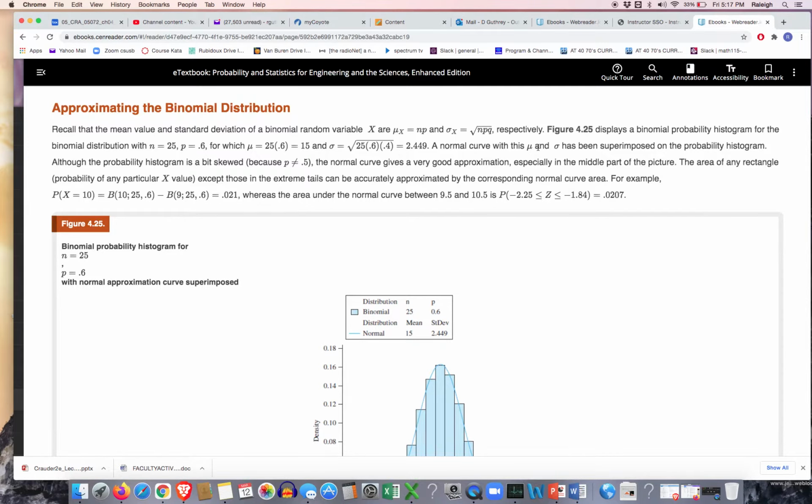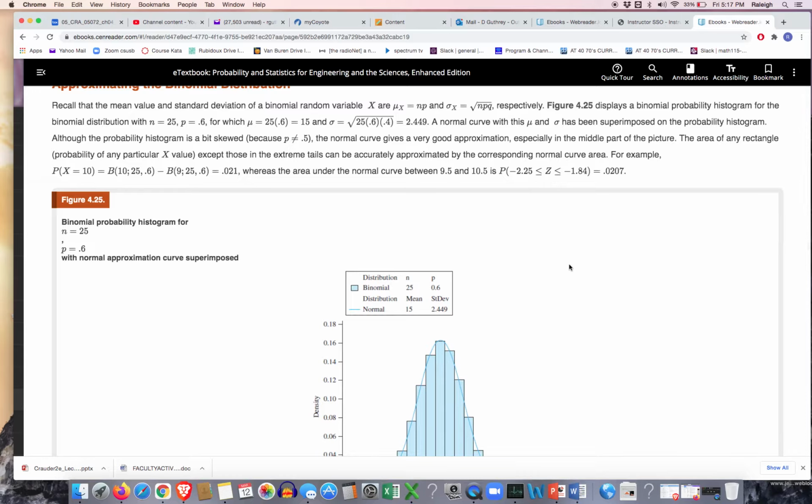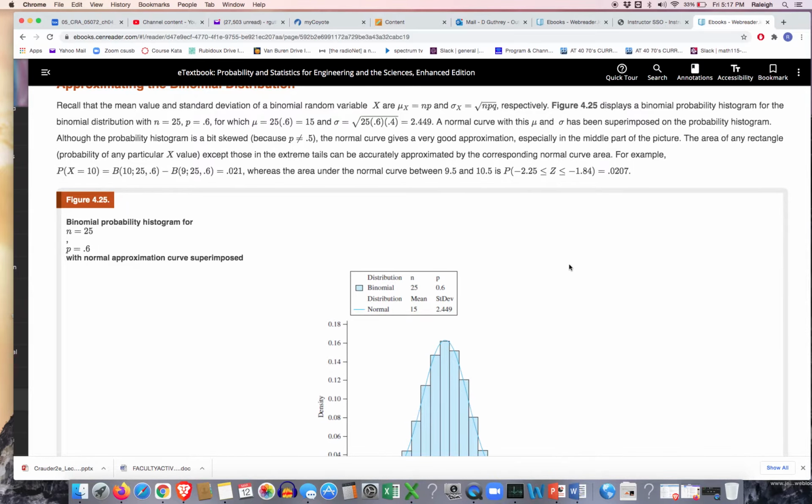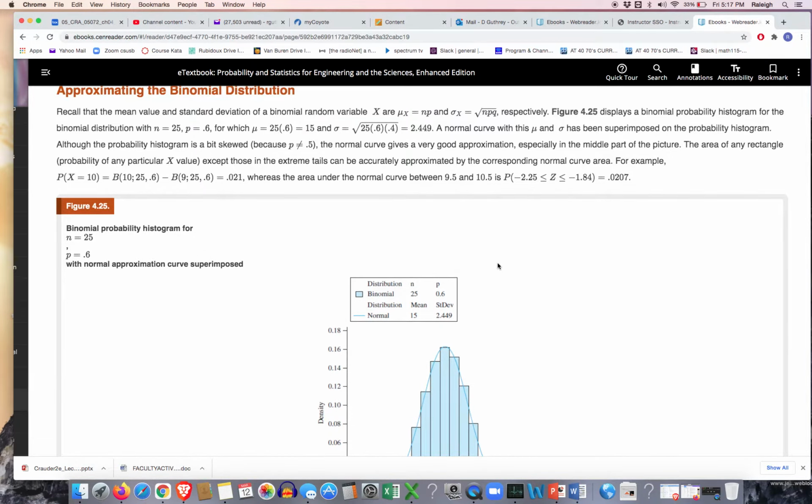And so we have a curve that's been superimposed on the probability histogram. And the curve is the exact binomial distribution. That's in blue, the blue blocks. And we're going to try to approximate it with a normal distribution and see how it goes. So we'll look at the probability x equals 10.